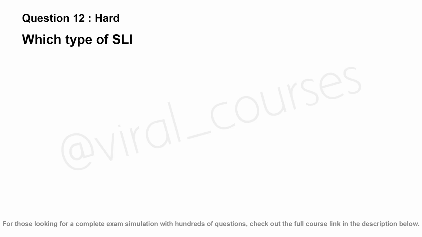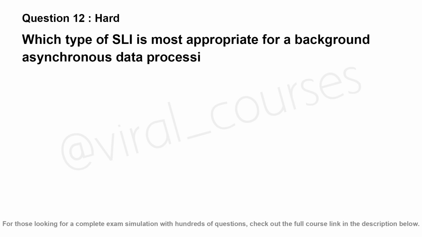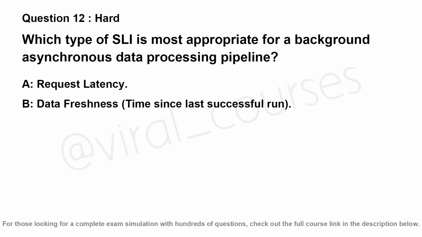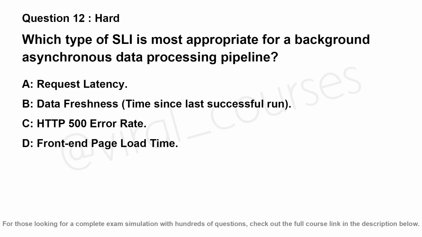Which type of SLI is most appropriate for a background asynchronous data processing pipeline? Option A. Request latency. Option B. Data freshness. Time since last successful run. Option C. HTTP 500 error rate. Option D. Front-end page load time.